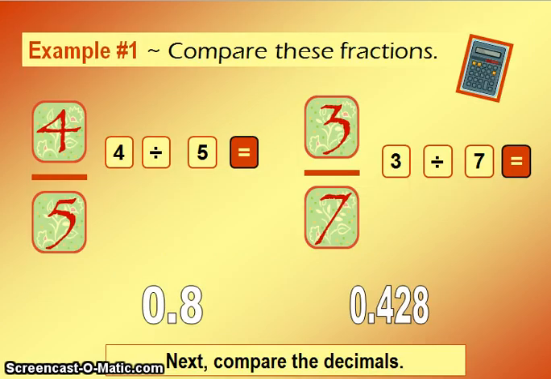For example, if we're asked to compare these two fractions, 4 over 5 to 3 over 7, what we're going to do is say 4 divided by 5. On your calculator, you could push 4 divide 5 equals, and we're going to get 0.8. 3 over 7, we do the same thing. 3 divided by 7, numerator divided by denominator. We're going to get 0.428. Next, we can just compare the decimals.